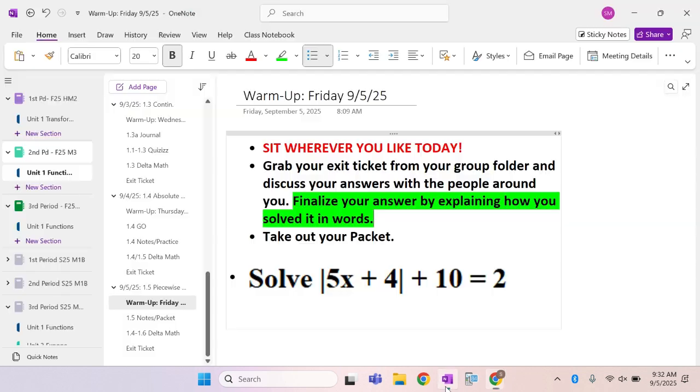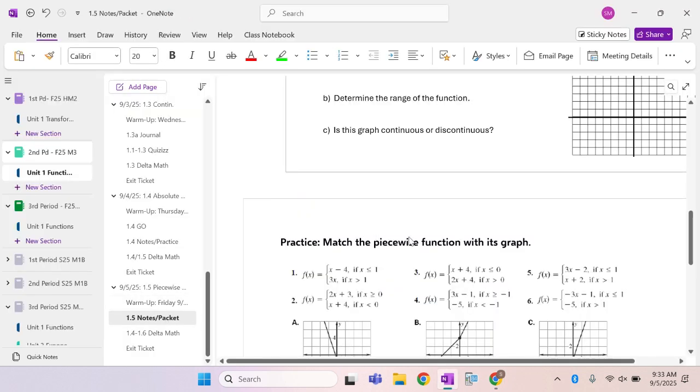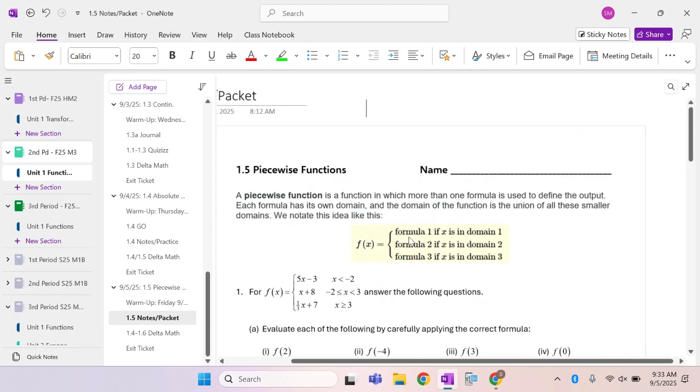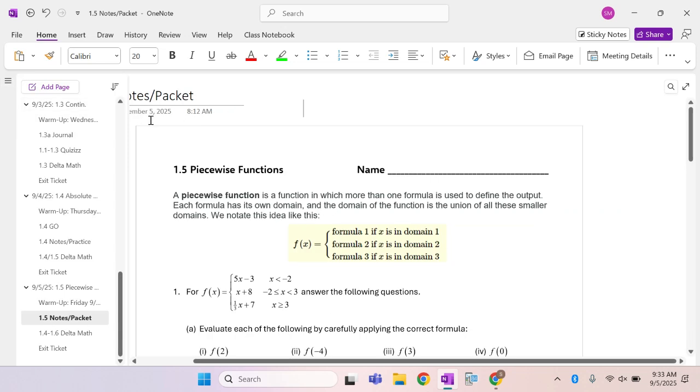Our second to last lesson, which is all about piecewise functions. So you should be on, I think it's page 28. Does it look like that? I'm right? Okay, cool. I'm actually right.